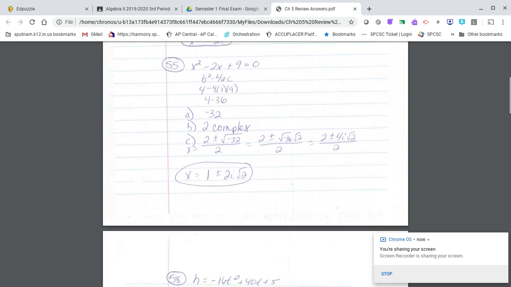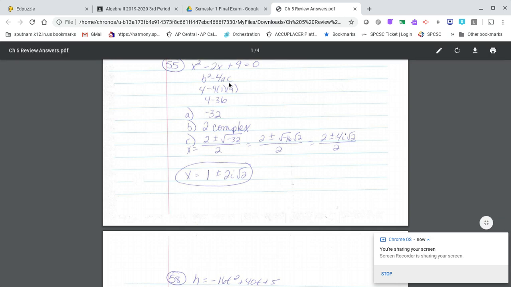Chapter 5 is when we also talked about the quadratic formula and completing the square. That would be a great thing to write down on your paper, maybe. So this one asks for the discriminant. The discriminant is just what's underneath the square root, the b squared minus 4ac. I got -32. Because it's a negative number, that means we're going to have two complex answers.